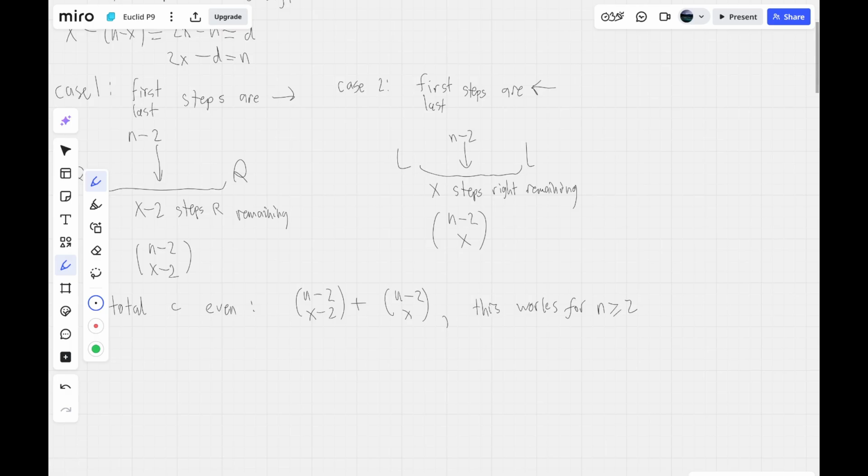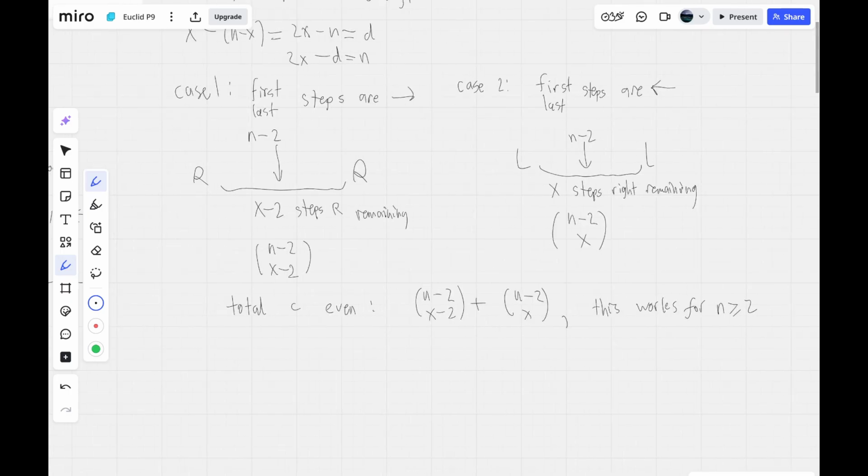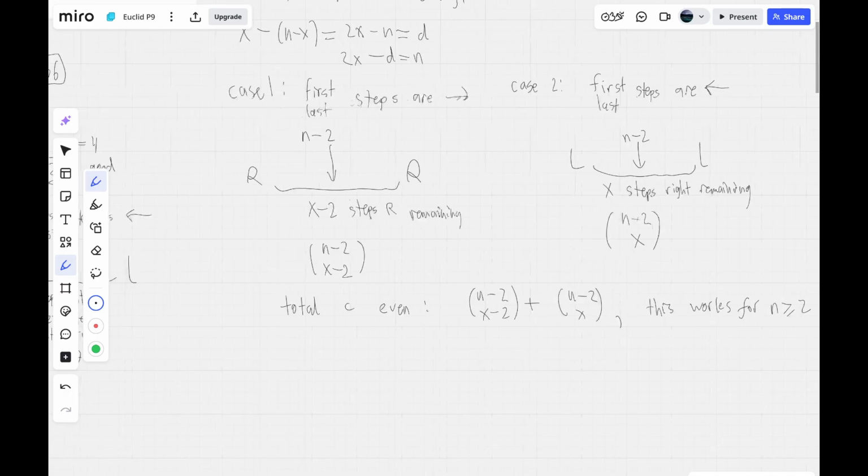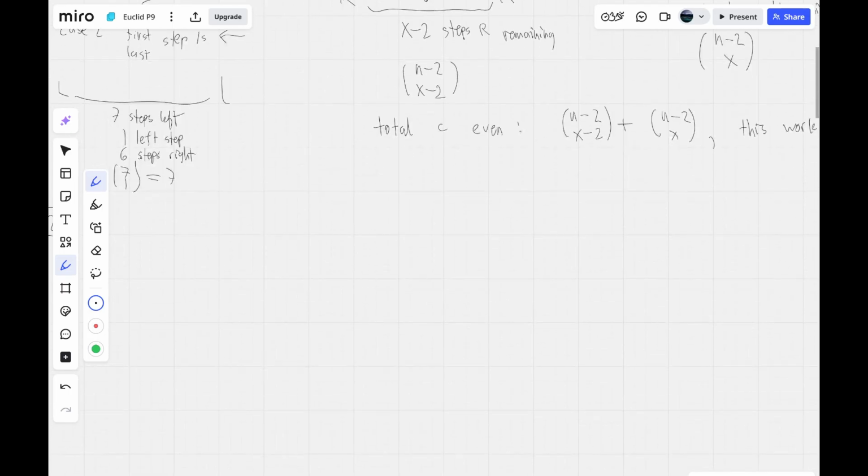If n is 1, then it doesn't work, because it doesn't make sense if there's 1 step to the right, but then you're going to choose 2 of the 1 steps to the right. That doesn't make sense, right? So that's why it doesn't work if n is equal to 1. We will address that problem later.